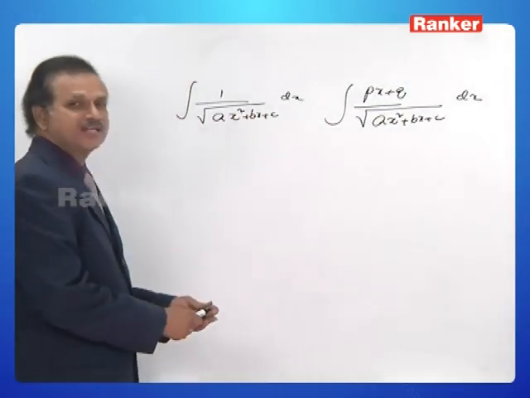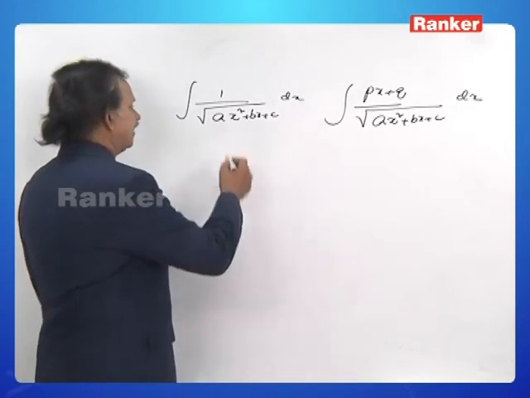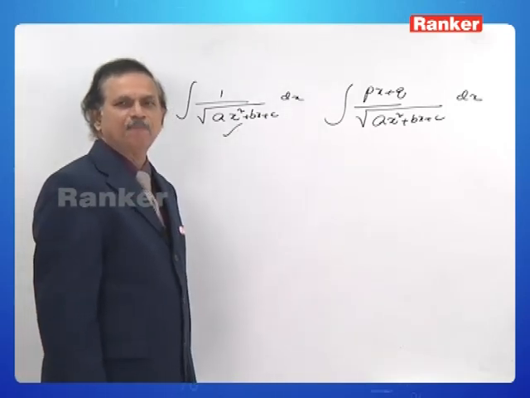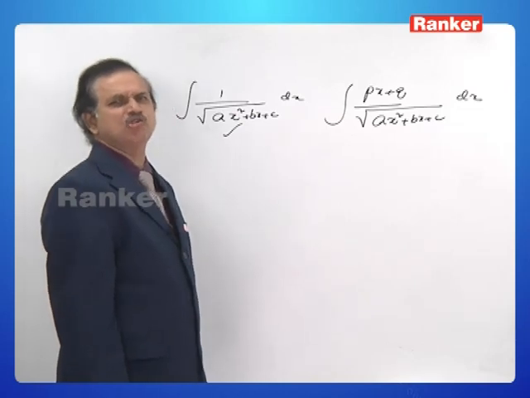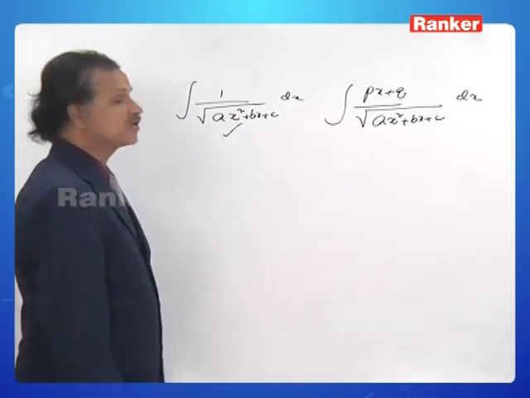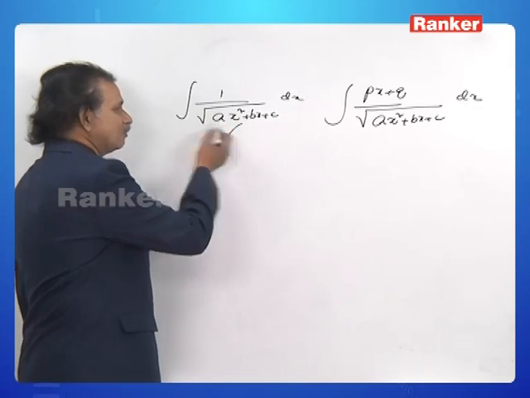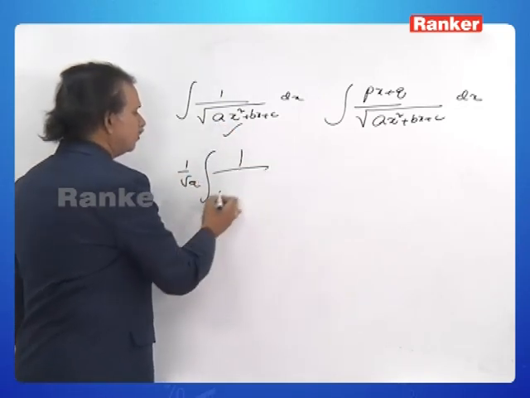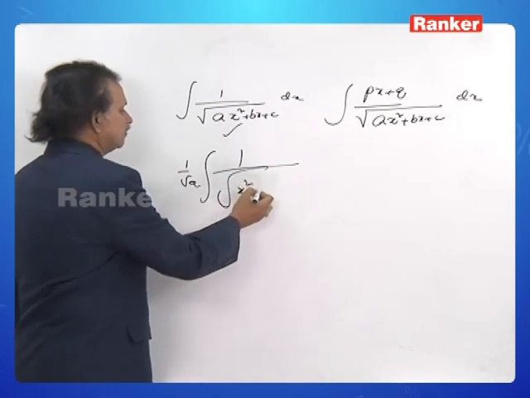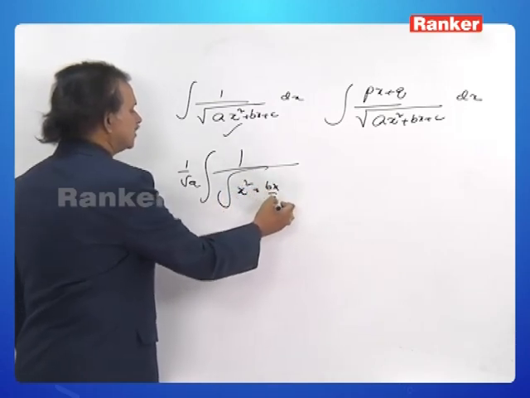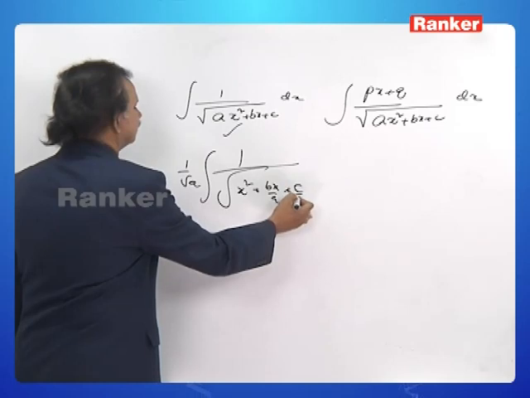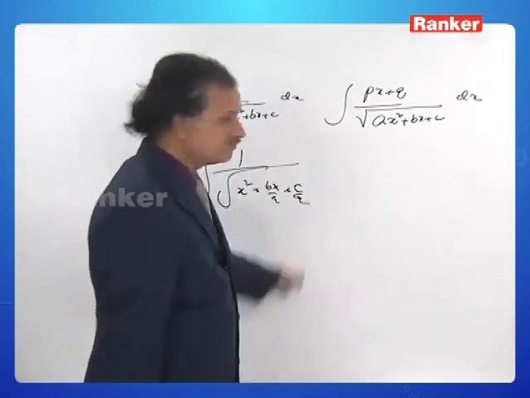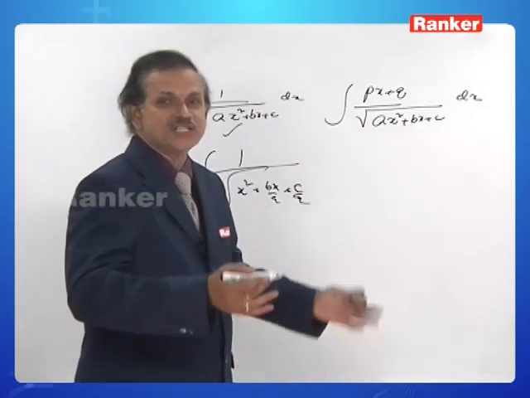So every such problem can be again split in the same way. For this, the absolute methodology to use is perfect squaring. Of course, you may have to pull a out, 1 by root a into 1 by root of x square plus bx by a plus c by a, like that. There also, of course, there is an additional procedure.